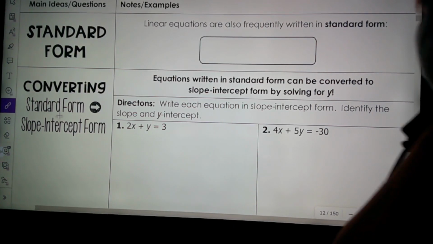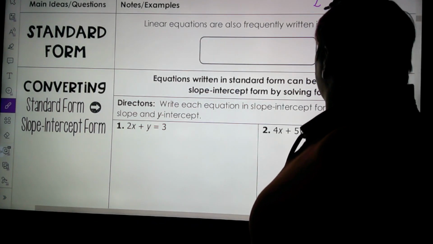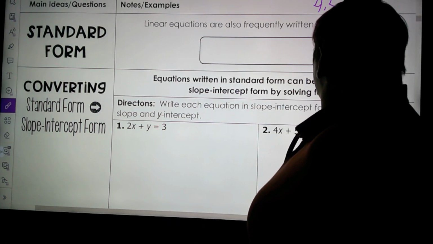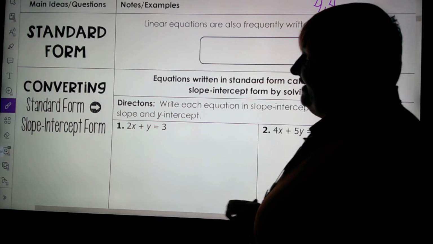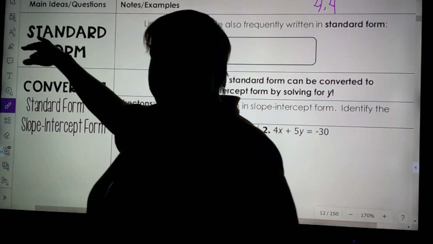Welcome to Unit 4.4. We are looking at standard form.